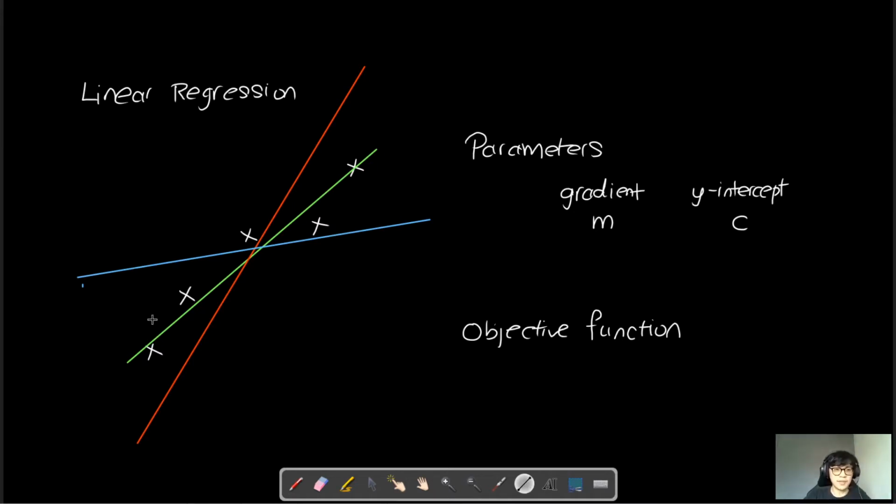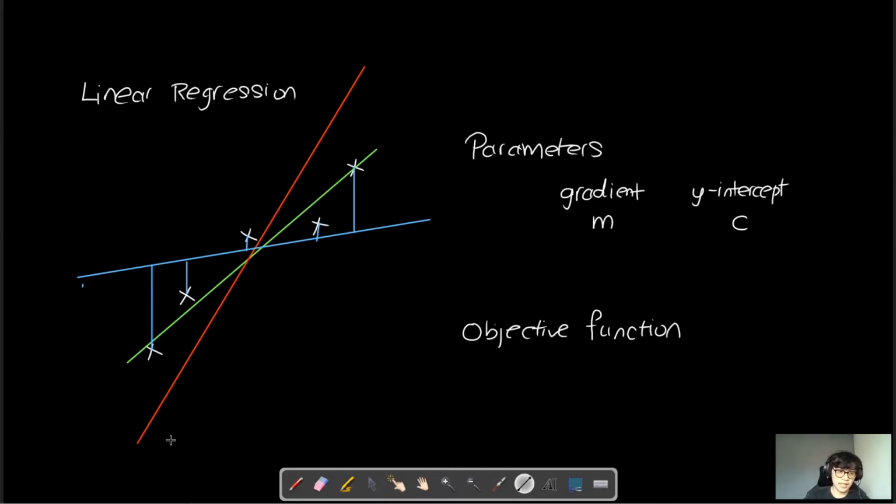What I'm going to say is that I'm going to look at the distance between each of the data points and the line that I draw. You can see all the blue things that I've just drawn. This is each of the distances from a data point to the line. You can see that this distance is quite large, as compared to, say, the green line.